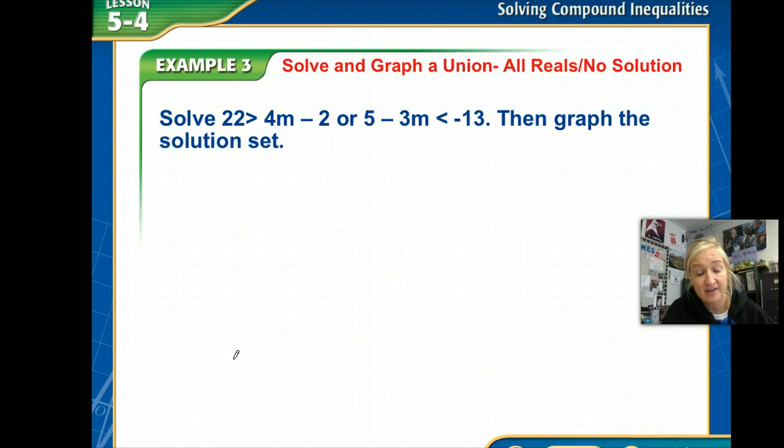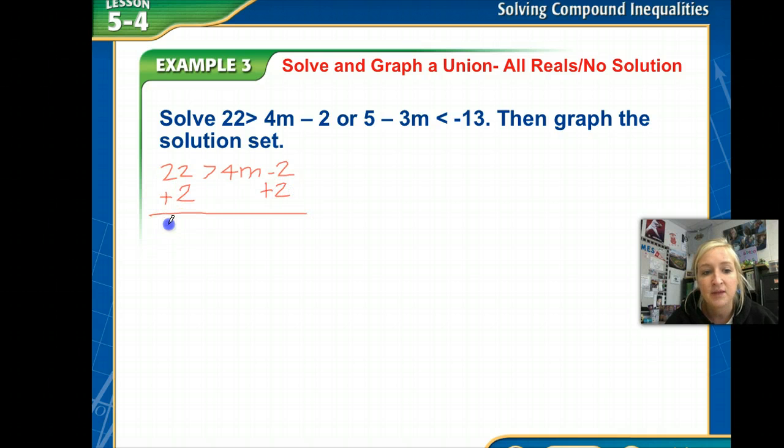Now you are going to have a few examples in your homework that is a union that is either all real numbers or no solution. So we're going to take a look at two examples, and I want to show you what this actually means. So for the first example, I have 22 is greater than 4m minus 2. So I'm going to add 2 to both sides. I get 24 is greater than 4m. Divide both sides by 4, and I get 6 is greater than m.